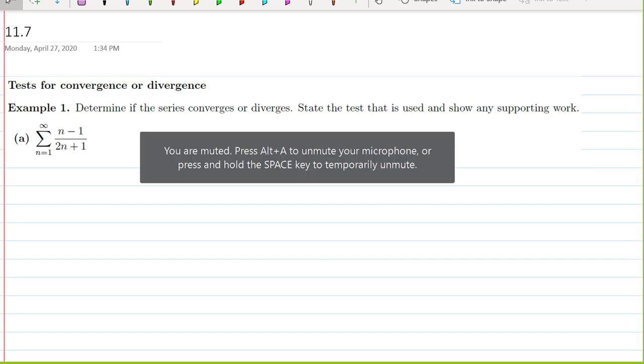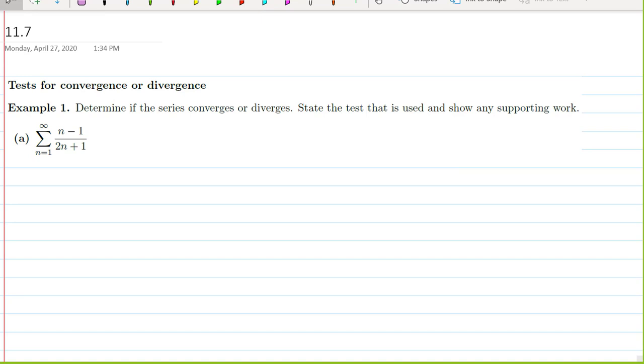All right, in this section, Chapter 11, Section 7, we are going to be covering a summary of all of the tests for convergence that we've done before. So this is going to be similar to the section on integrals, where we learned all of our integration techniques and then we had to select the appropriate integral or technique of integration in order to do the integral.